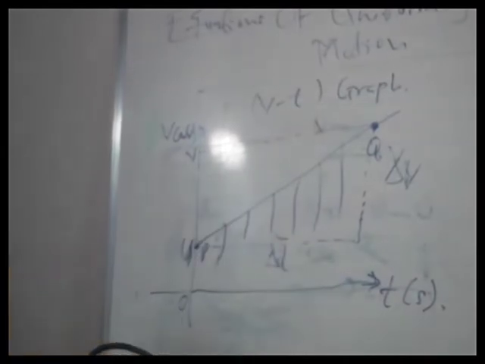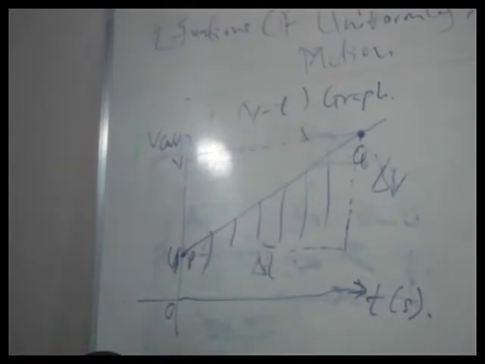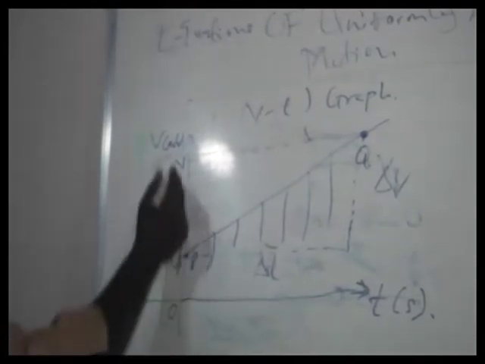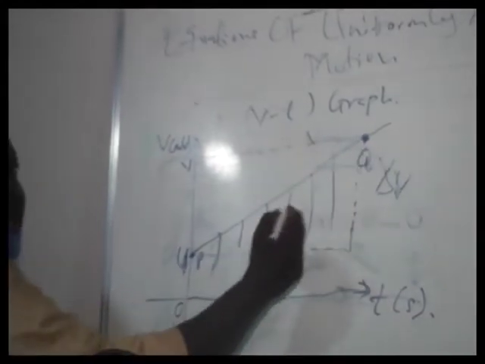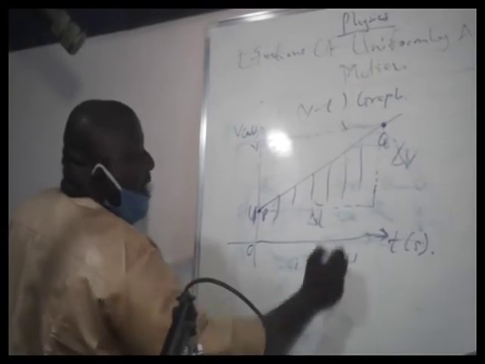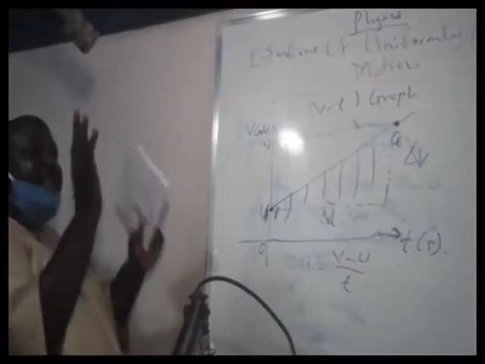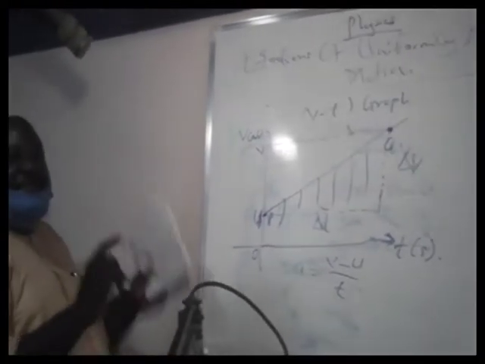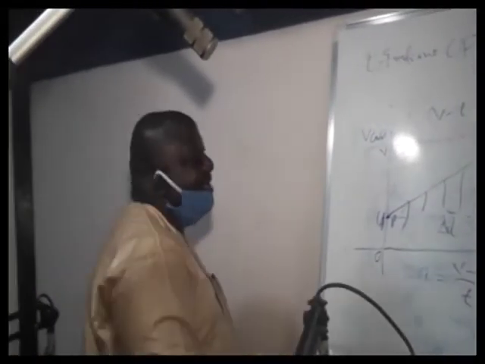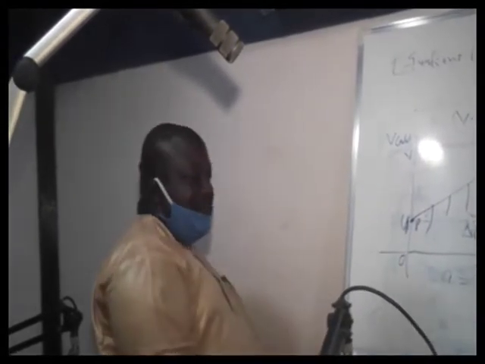Change in time. So this graph will surely give us the first equation of motion by derivation, because if you look at it, this is change in velocity, and the slope here, which is the gradient, is acceleration. So a equals v minus u all over t. By the time you multiply through by t, you get v equals u plus at. That's why I say you can use this graph to derive the equation of motion.